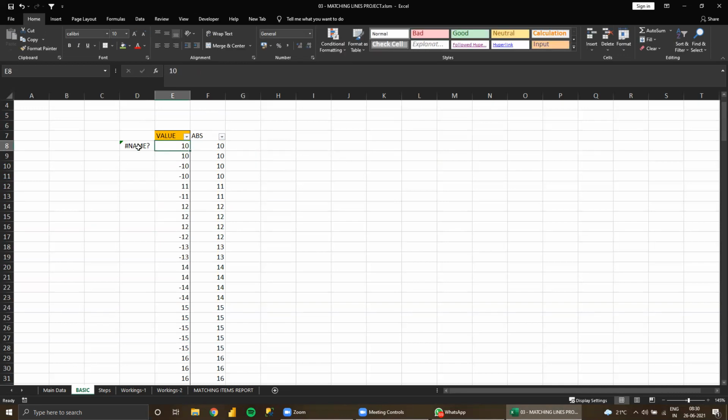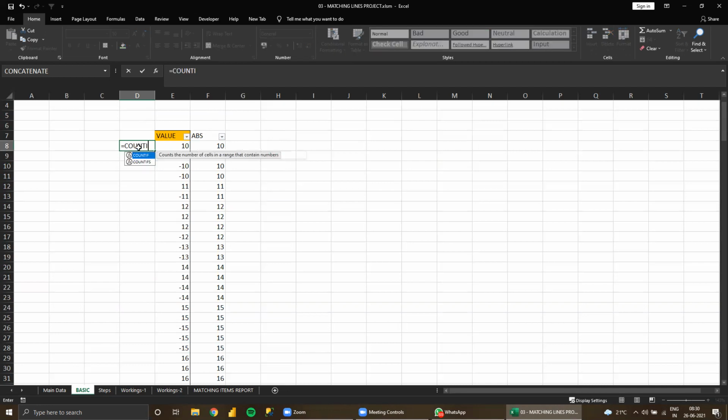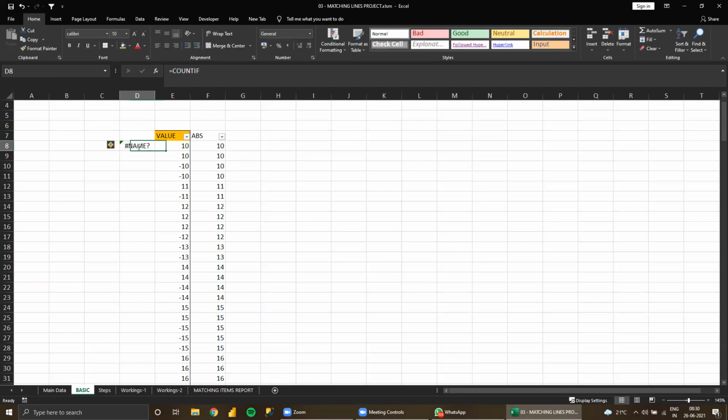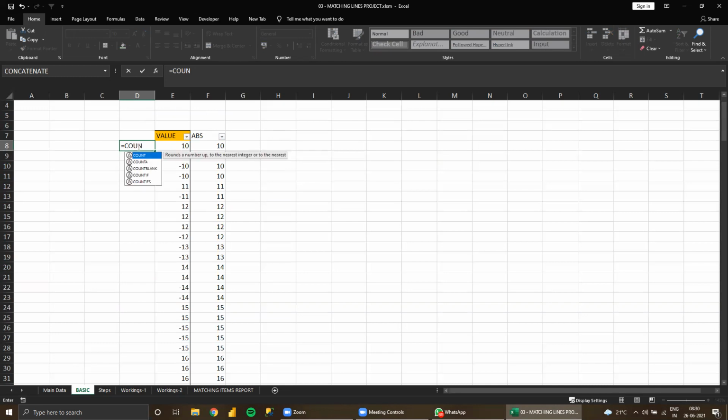COUNTIF. So tell me which one we need to take. You can take ABS, I mean absolute values. Okay, so COUNTIF, this is the value, right? You are talking.